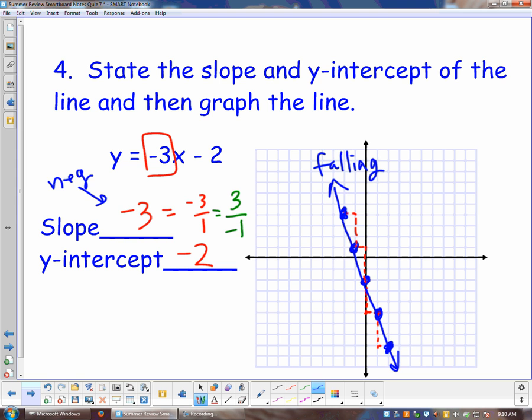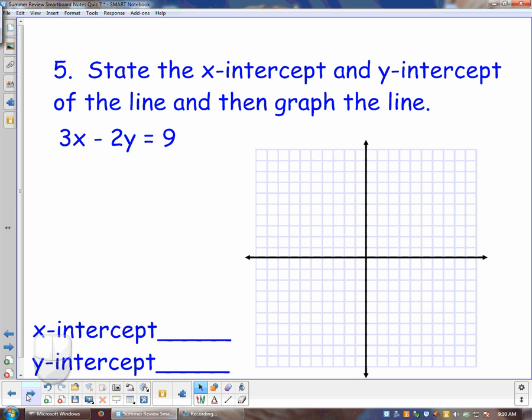All right, let's take a look at example 5. This time we're going to see a line that is not in slope-intercept form. It's in standard form, and you're going to state the x-intercept and the y-intercept of the line, and then graph the line.